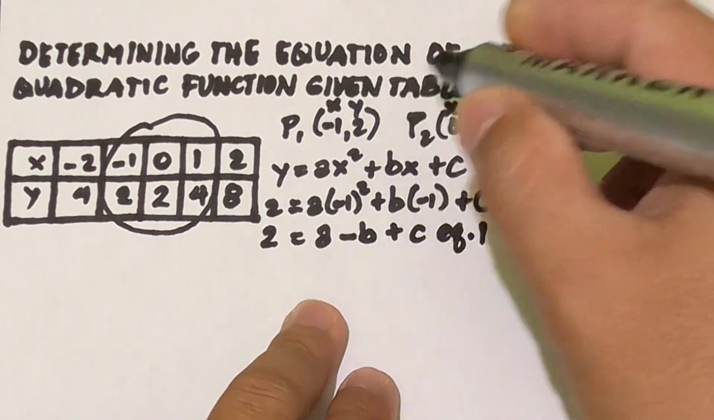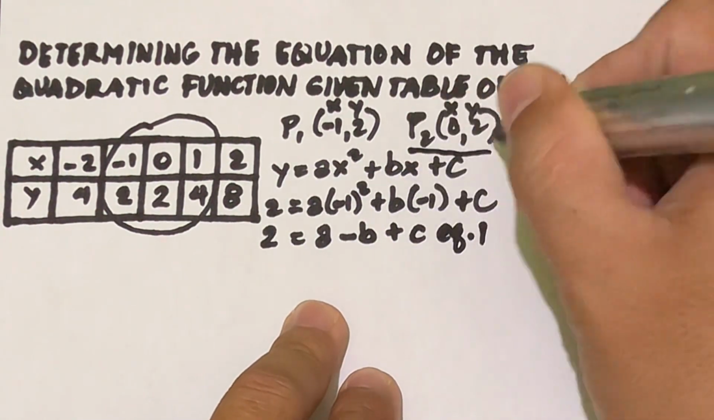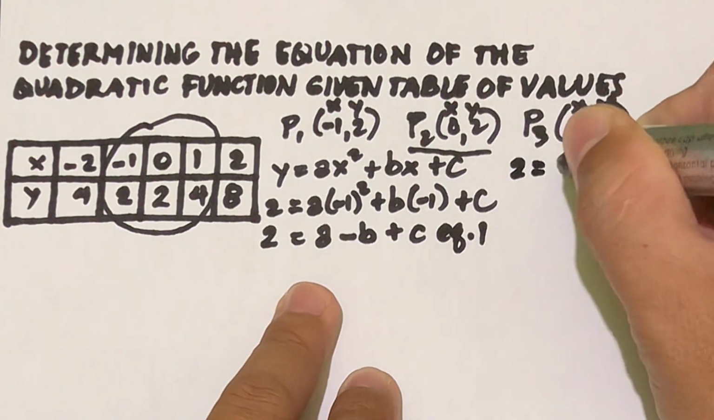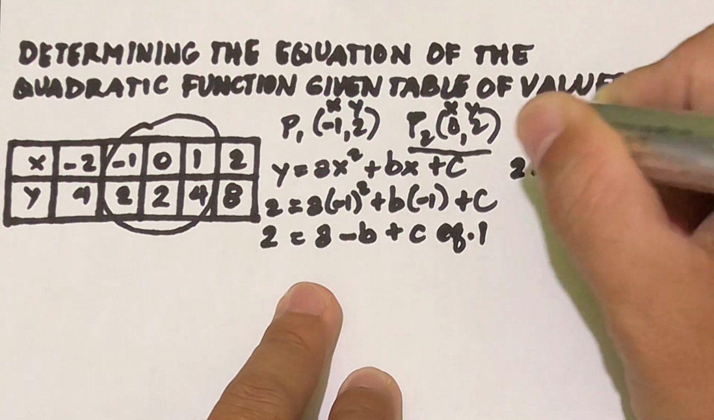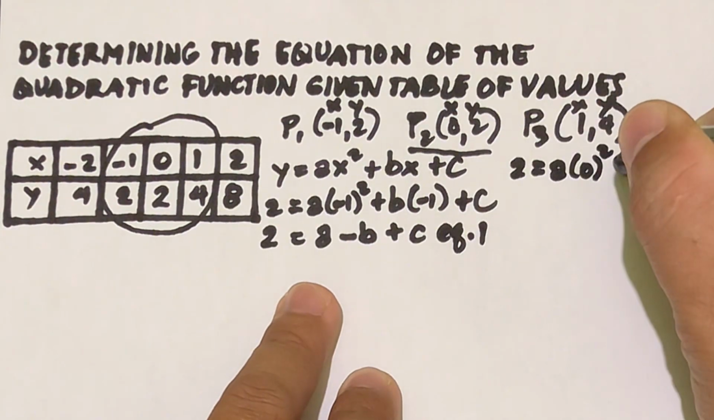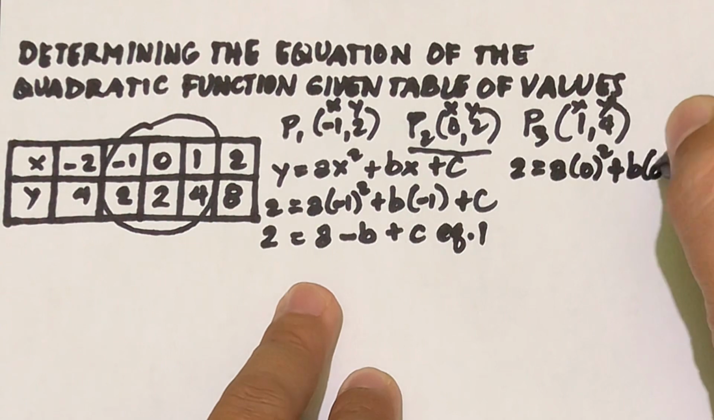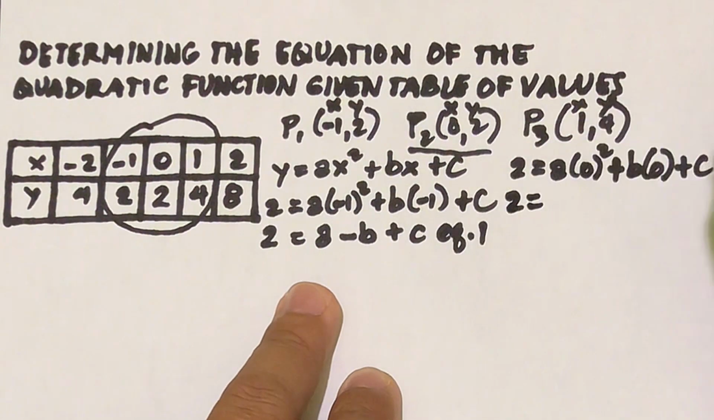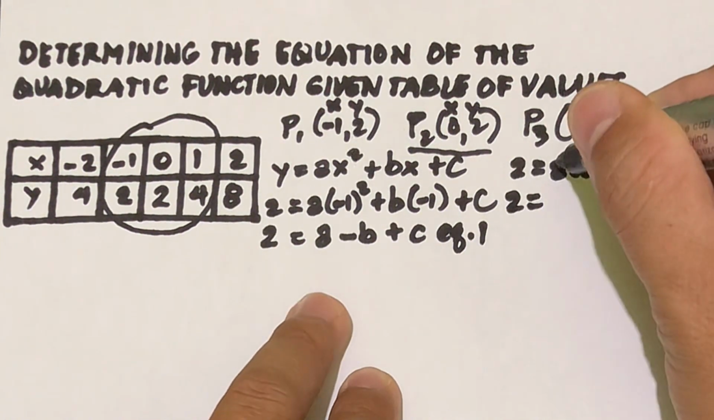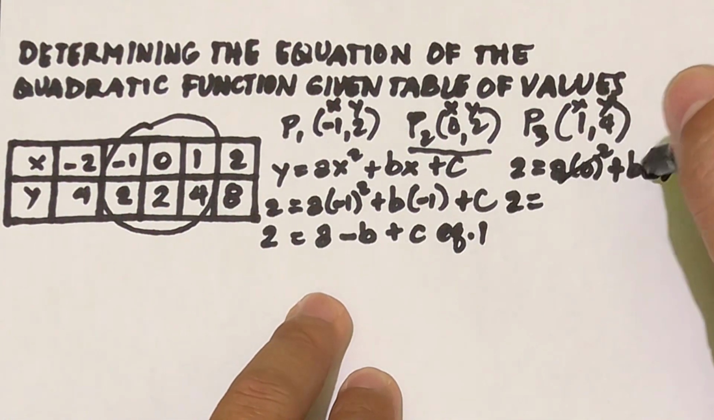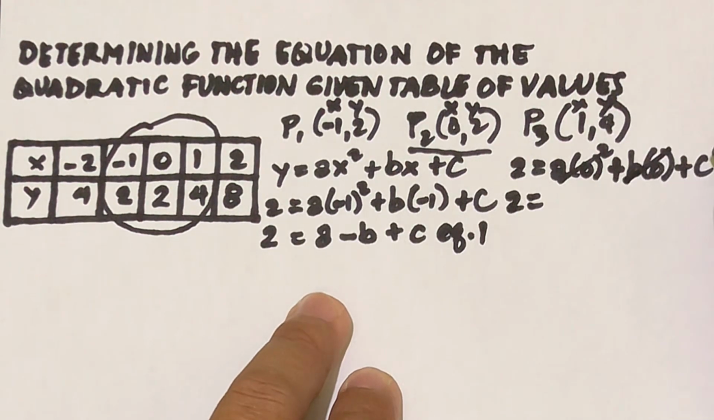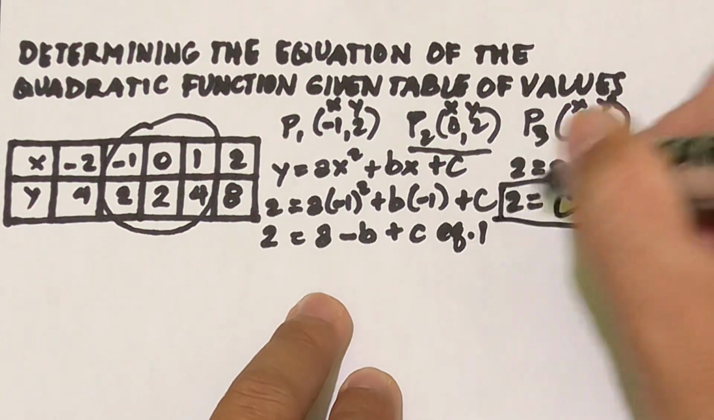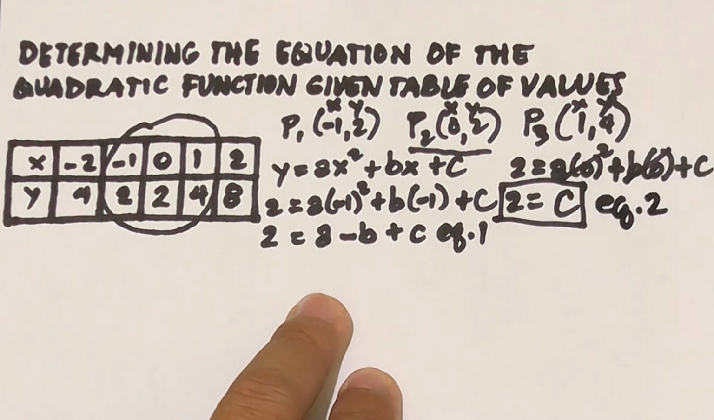Then let's have equation number 2 from point 2, (0, 2). So y here is 2. So we're going to have 2 equals a times 0, the value of x, 0 squared, plus b times 0, then plus c. So 2 here is equal to 0 squared is 0 times a is 0, so cancel. b times 0 is 0, cancel out. Then the remaining here is c equals 2. This will be our equation 2.